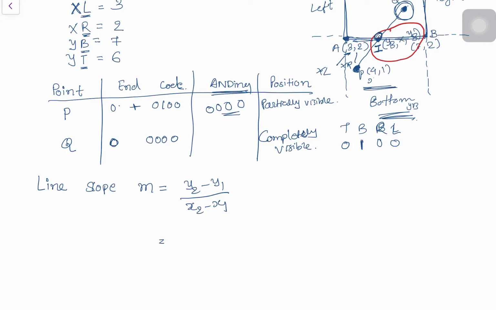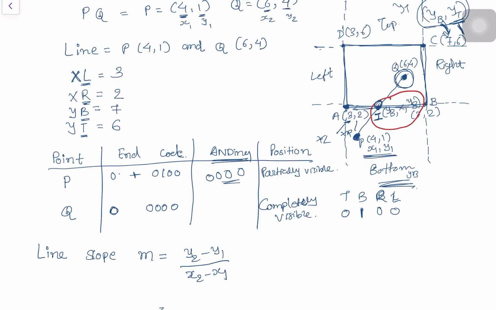This point is x1, y1, and the value of y2, that is y1, x2 comma y2. So y2 value is 4 minus this y1, 1, divided by x2. x2 is this one, 6. x2 is 6 minus 4. So what will be the answer? That is 3 by 2, right?